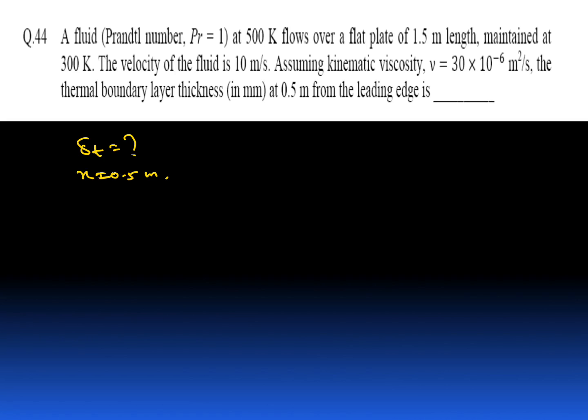So we know the Prandtl number formula: boundary layer thickness divided by thermal boundary layer thickness is equal to Pr to the power 1 by 3. Sorry, here it's delta by delta T equal to Pr to the power 1 by 3.